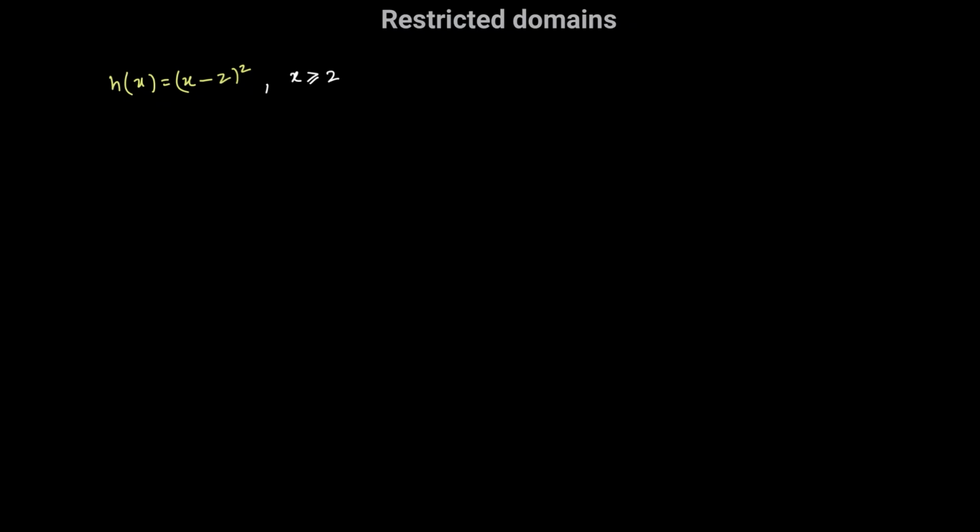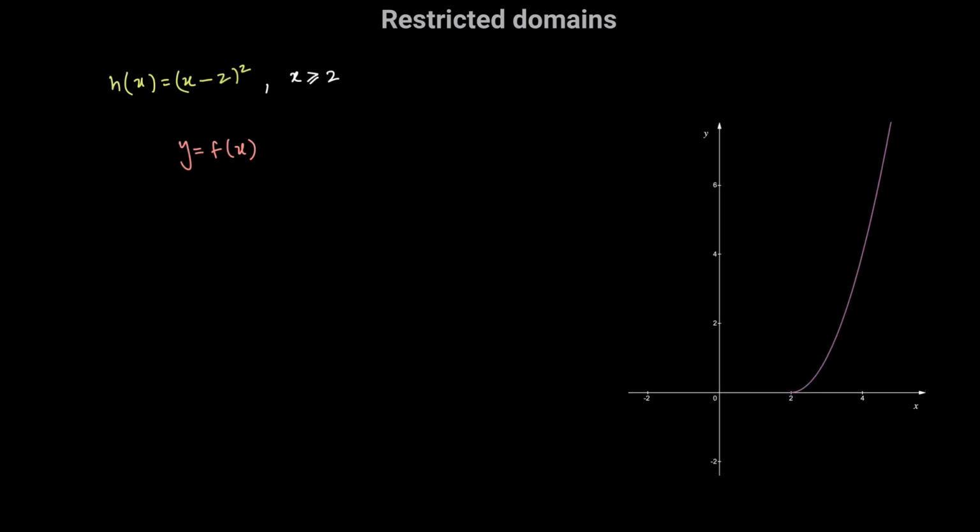Now what is the range for this function? Well, let's say over here that y is equal to h of x. So let's look at the graph for y is equal to h of x. That is the graph of y is equal to (x minus 2) the whole thing squared when x is greater than or equal to 2. So this is what the graph looks like over here.